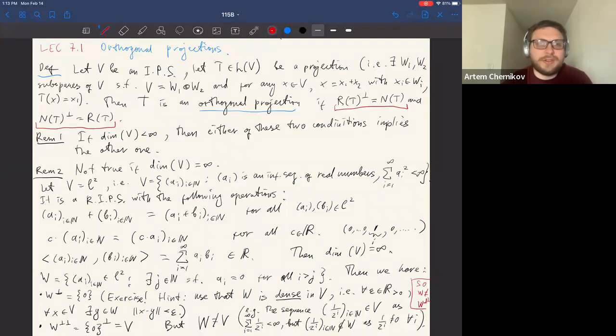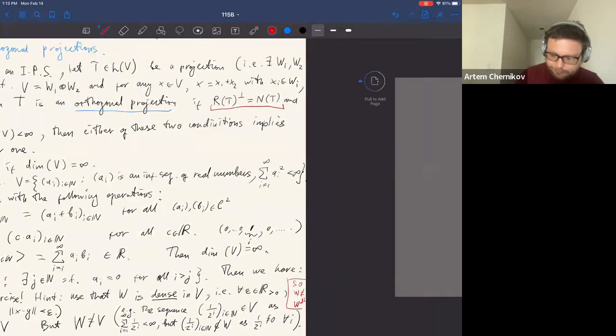So this illustrates that the argument we used in the finite dimensional case to show that each of the conditions implies the other one doesn't work here. Okay, so this was just to give you one example. We won't really discuss infinite dimensional spaces much in this course, but this is one of the most important ones, infinite dimensional inner product spaces.